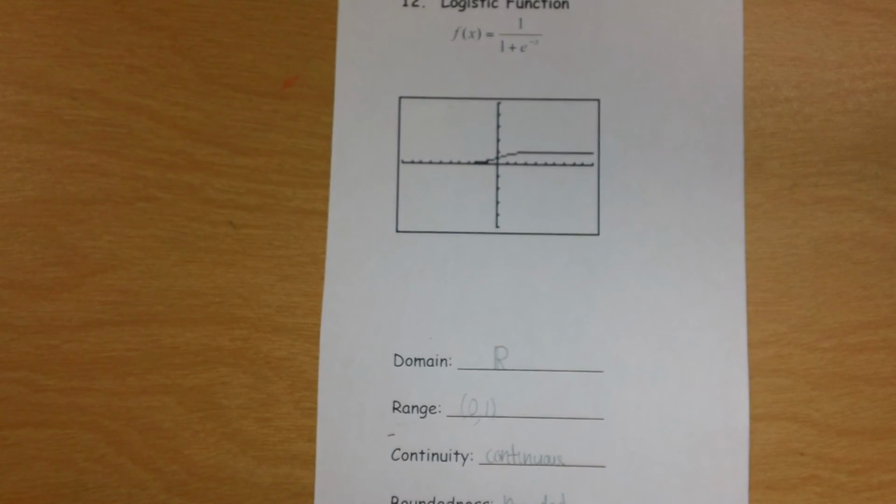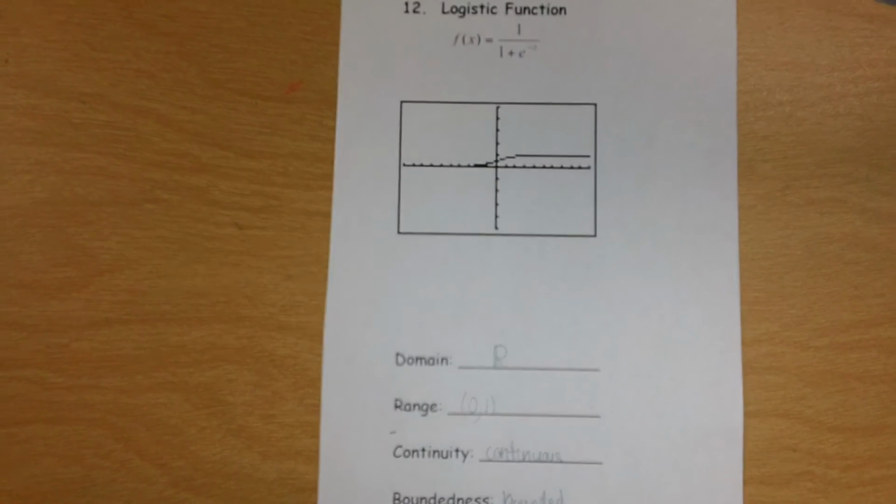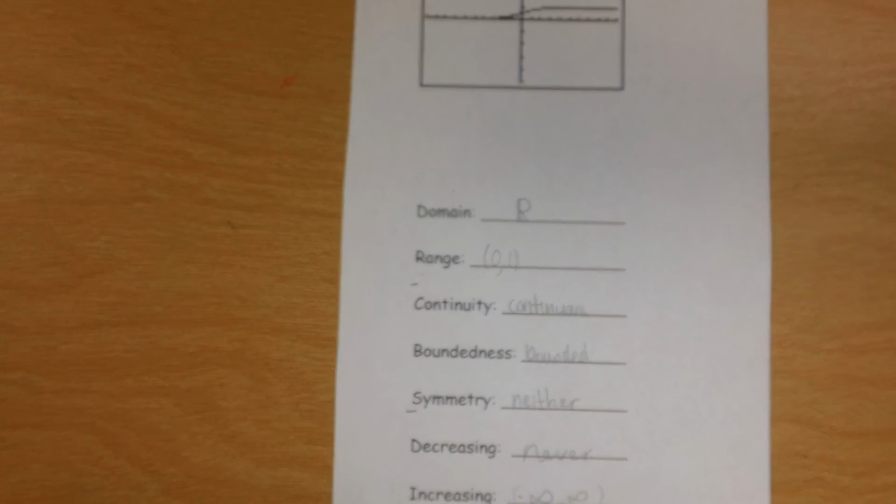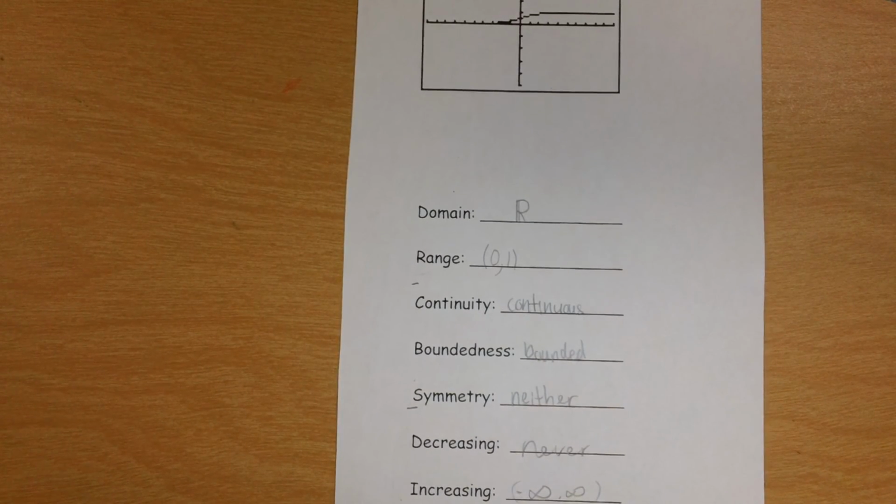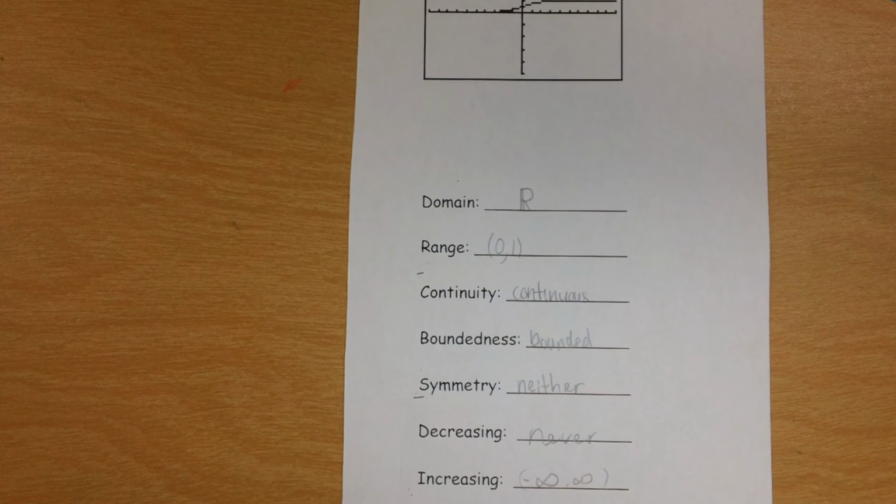This is the function f of x equals 1 over 1 plus e to the negative x. The domain contains all real numbers, and the range includes all numbers between 0 and 1. The continuity is continuous. The boundedness is bounded on both top and bottom. The symmetry is neither odd nor even. It never decreases and increases from negative infinity to infinity. The extrema are none because there is no absolute maximum or absolute minimum.